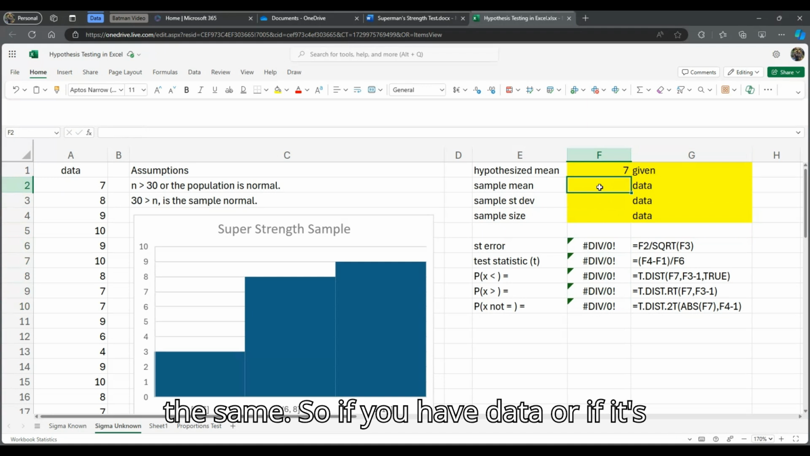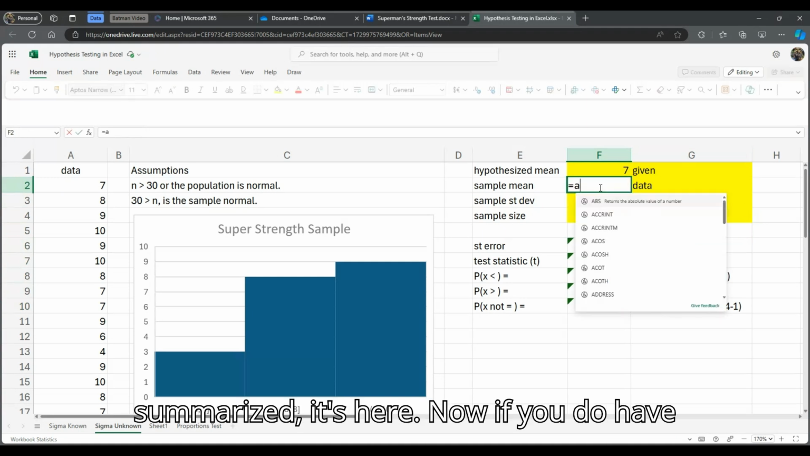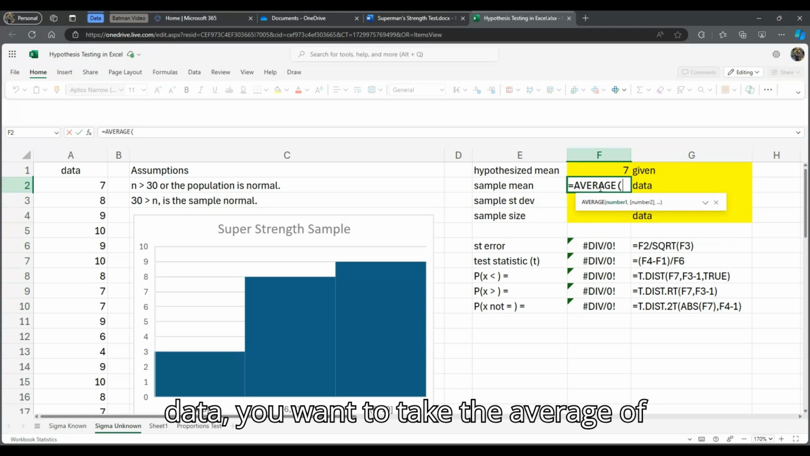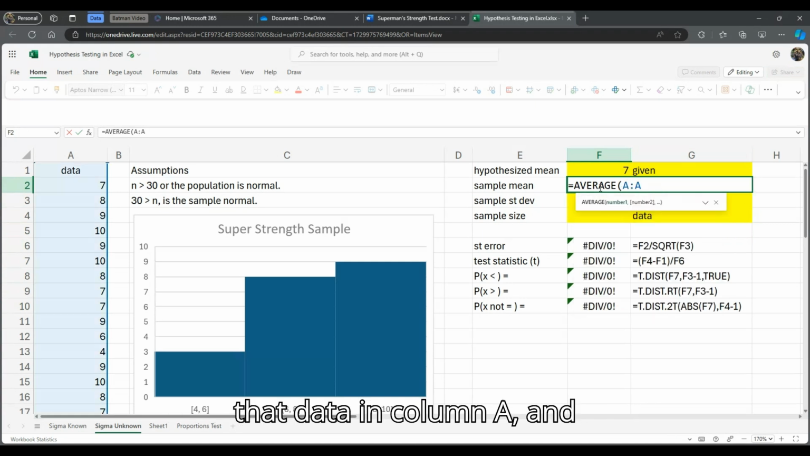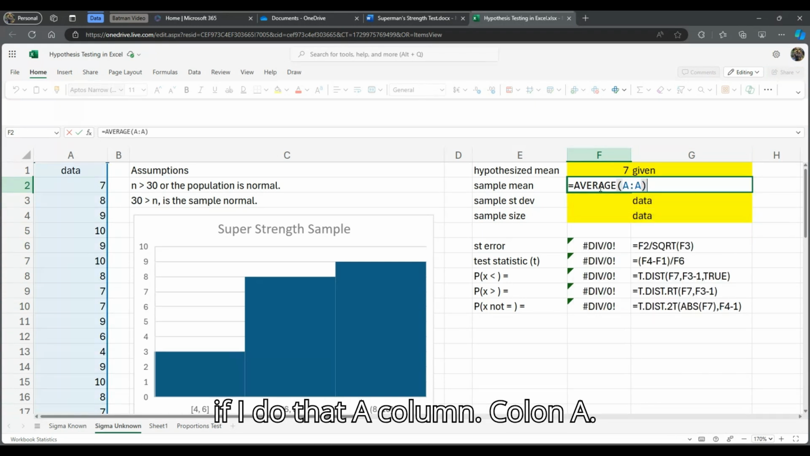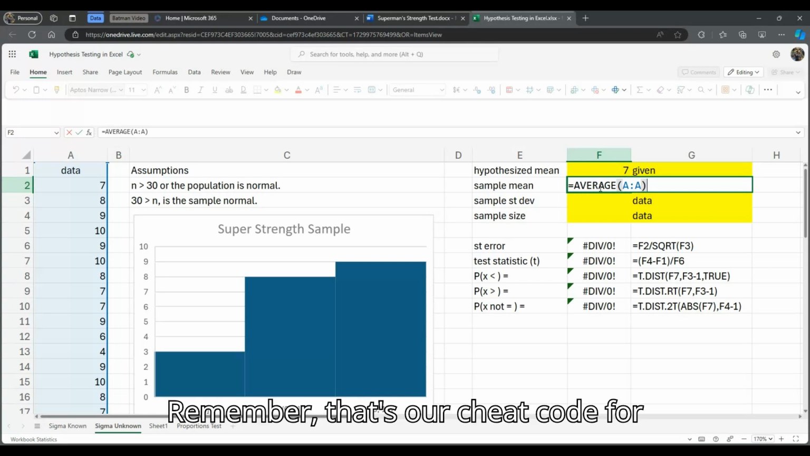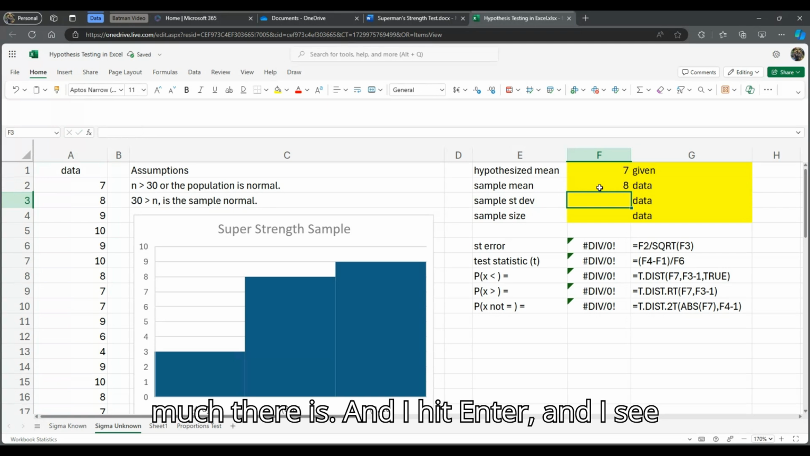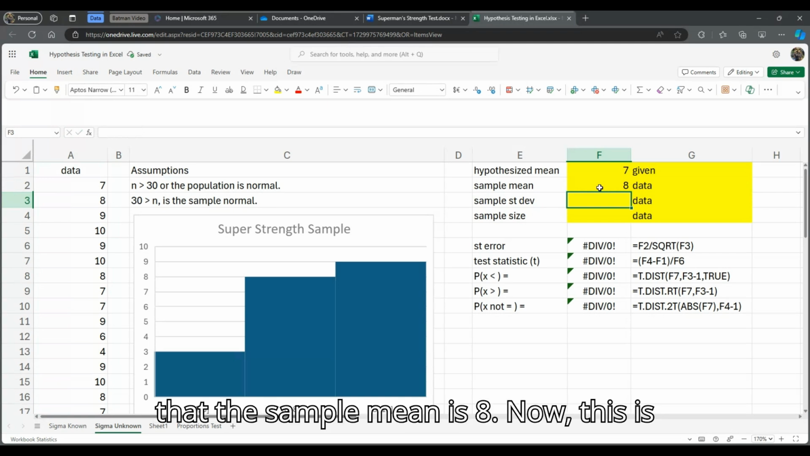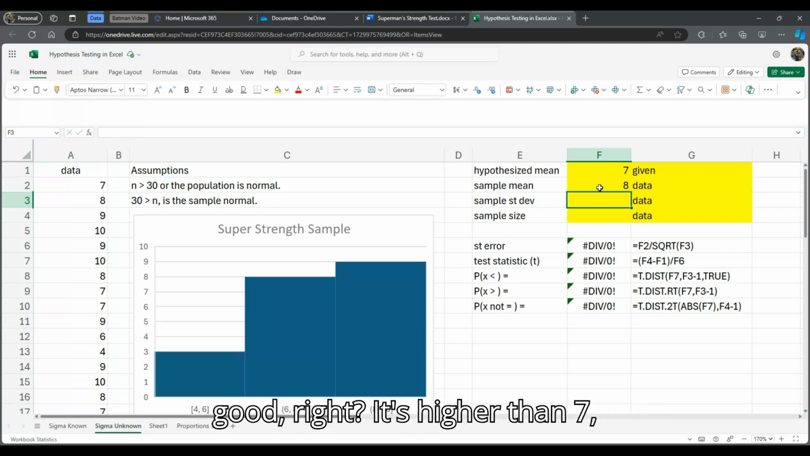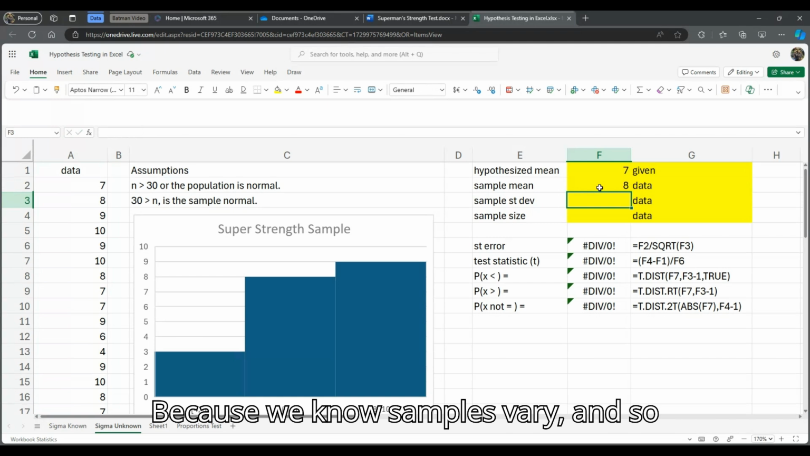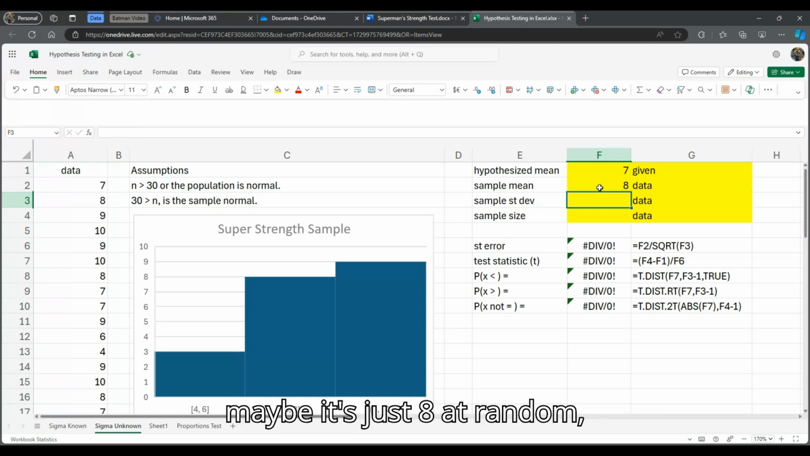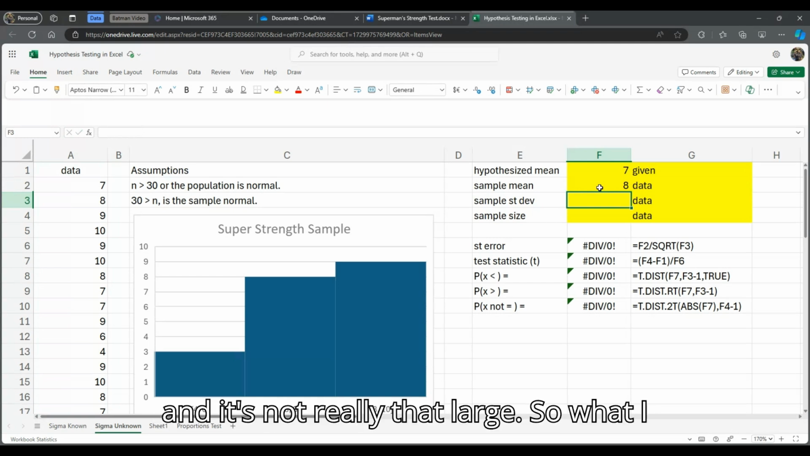So if you have data, or if it's summarized, it's here. Now, if you do have data, you want to take the average of that data in column A, and if I do the A colon A, remember that's our cheat code for getting all of the data no matter how much there is, and I hit enter, and I see that the sample mean is 8. Now this is good, right? It's higher than 7, but is it statistically significant? Because we know samples vary. And so maybe it's just 8 at random, and it's not really that large.